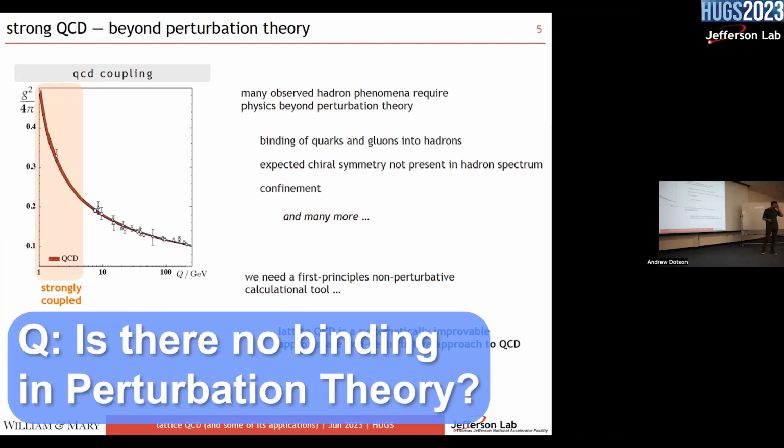Yes? Binding is beyond perturbation theory. Is it just the binding between quarks and gluons or any other sort of binding? No, that's true in any quantum system.